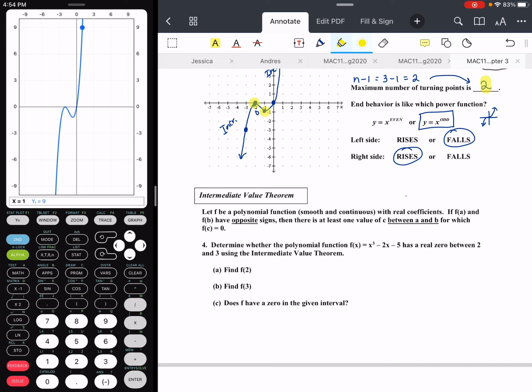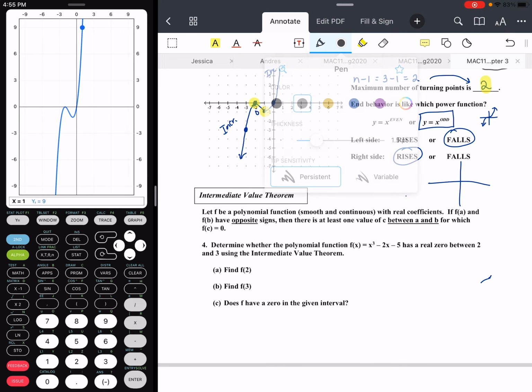Let f be a polynomial function, smooth and continuous, with real coefficients. If f of a and f of b have opposite signs, meaning one is positive, one is negative, then there is at least one value, we can call it c, between a and b, for which f of c equals 0. So I know that sounded cuckoo, but let's just do kind of a quick sketch here.